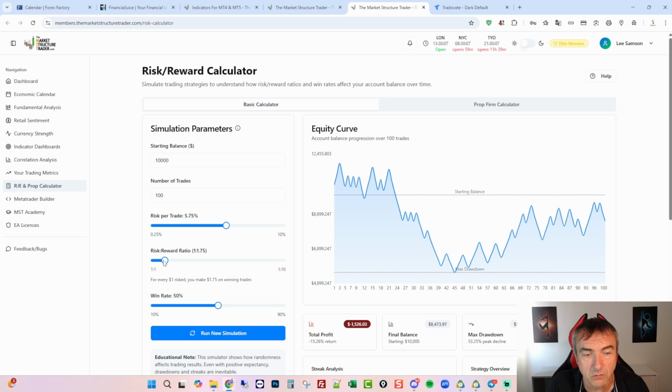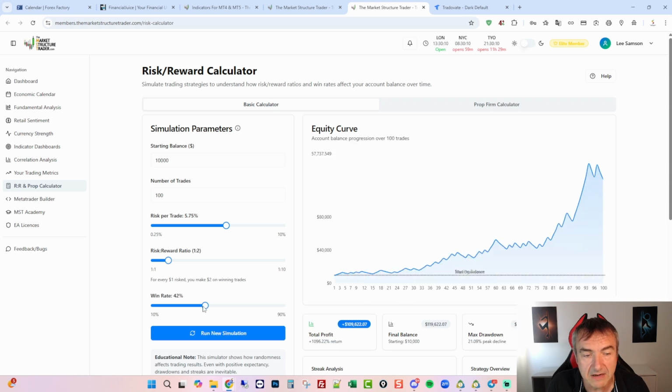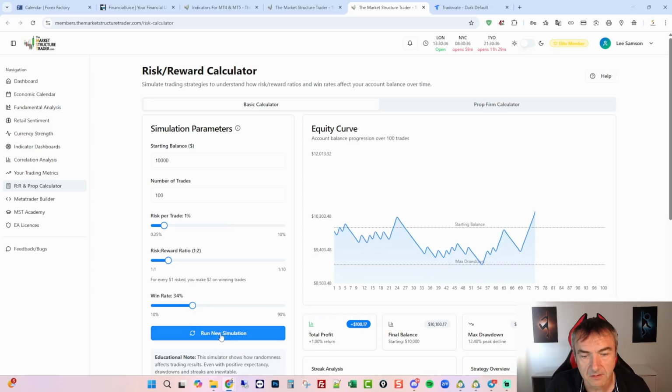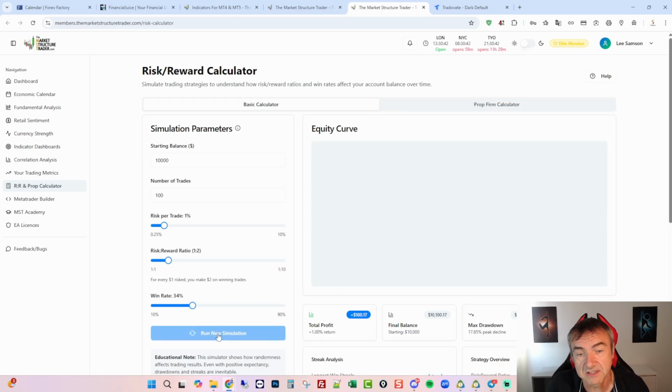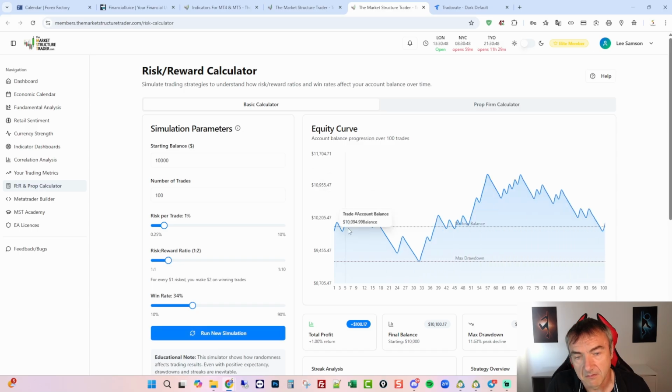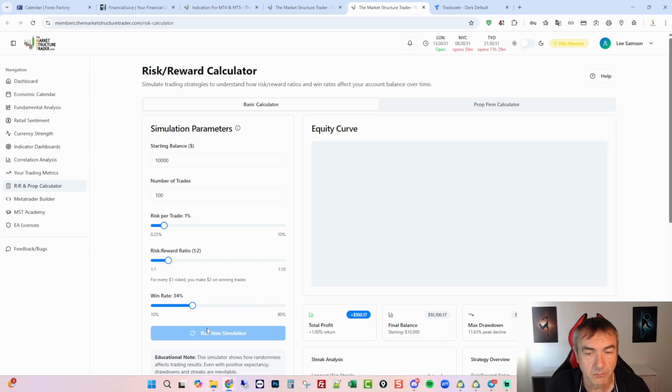So move the risk reward up to 1-to-2 and move the win rate down to 33%. I can't simulate it exactly because it would be 33.3. There we go. So put it back to 1% risk. And now we're making $100 a trade. If I keep running this simulation, you'll see that we always come back to the same point. Big drawdown there, but we got back to the same point in the end.